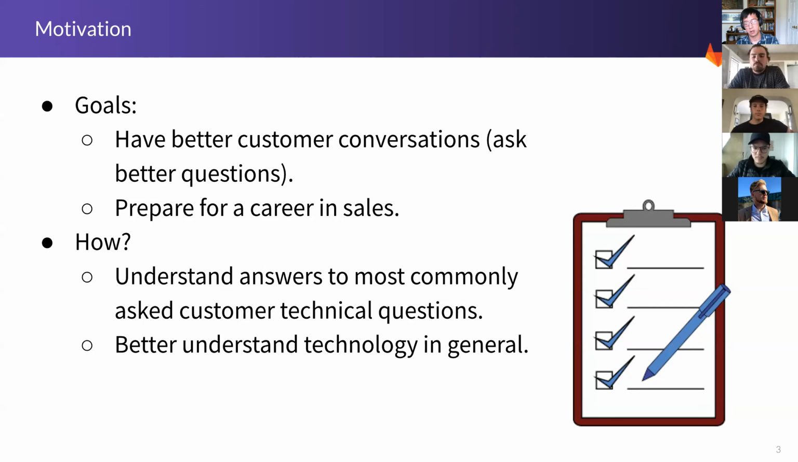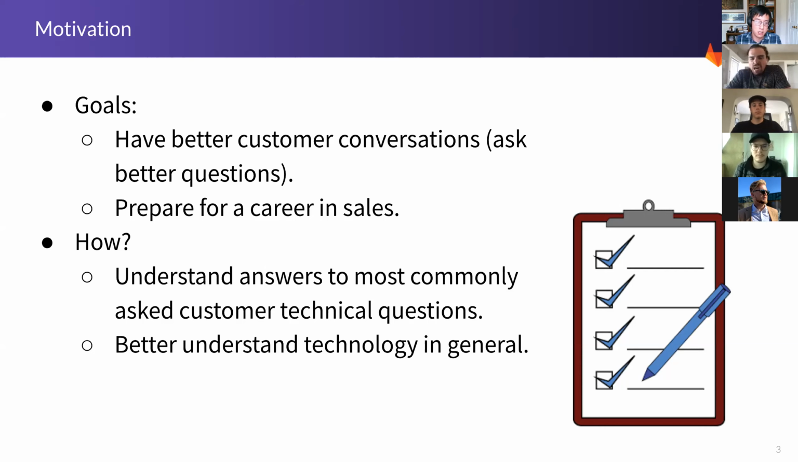Other goals: if you want to have a career in sales, I want this to be a talking point for your new management. Like, hey, listen, we went through this. You can ask me about all these things. We've been through the training. This is how I'm prepared, right? So how are we going to do that?